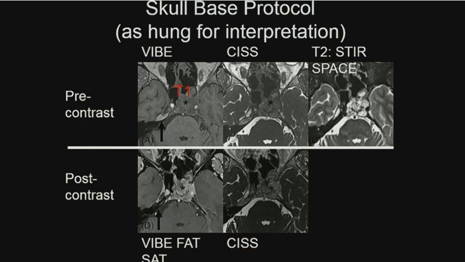We get our T1 imaging appearance from the 3D, in our case, VIBE images. Here's a mass of the clivus, which is T1 hypointense, a chordoma, and here it is on the STIR SPACE imaging looking T2 hyperintense. After contrast, it enhances, but it's really the CISS imaging before and after contrast, which is the heart of this protocol, which allows us to see the highest amount of detail.